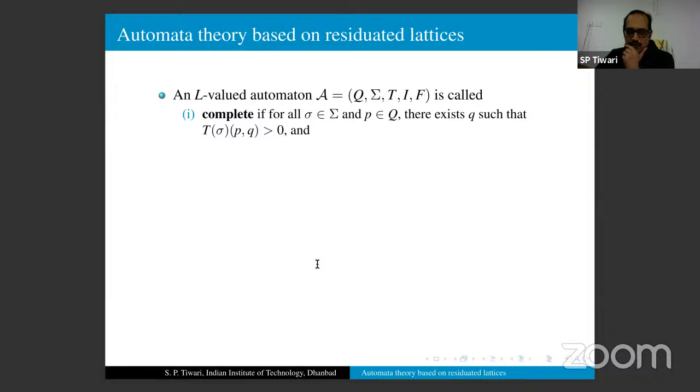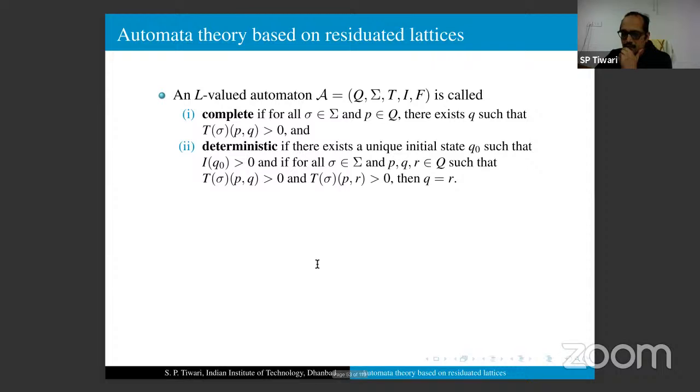There is one concept that is called complete. Complete means that if we are starting from any state, we should move to at least one state. Nothing should be absurd. So if we are in any state and we give an input to the system, we have to go somewhere. The second one is deterministic, meaning there should be a unique final state plus the path should be unique. So if these two values are greater than 0, and we reach from P to Q and P to R, then Q and R should be the same.